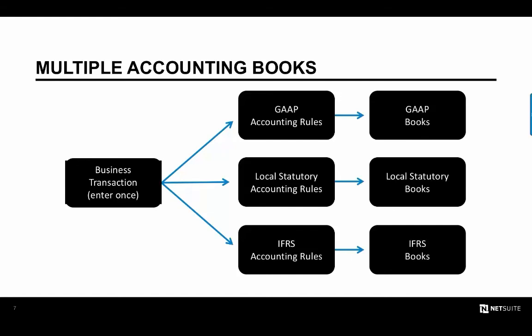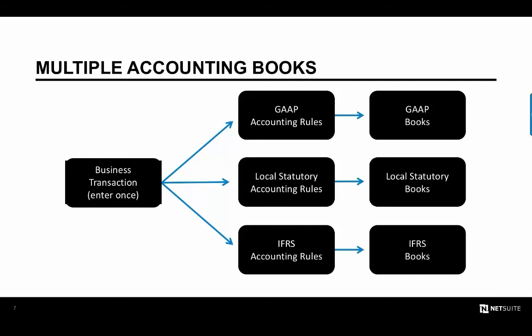MultiBook was designed to automate several key use cases, which many businesses require. For example, the ability to have a single transaction impact the accounting book in the appropriate way based on accounting standards. A great example here is revenue recognition. US GAAP and IFRS have different rules related to how we can recognize revenue, and the system takes that into consideration when posting a single transaction into multiple books.